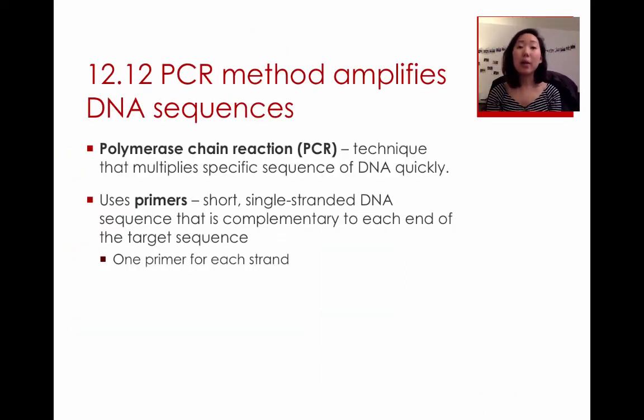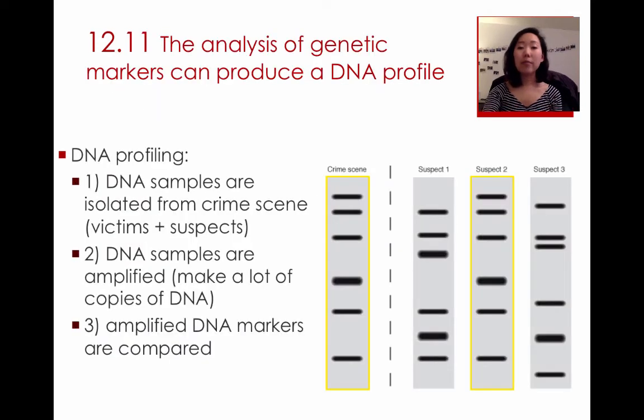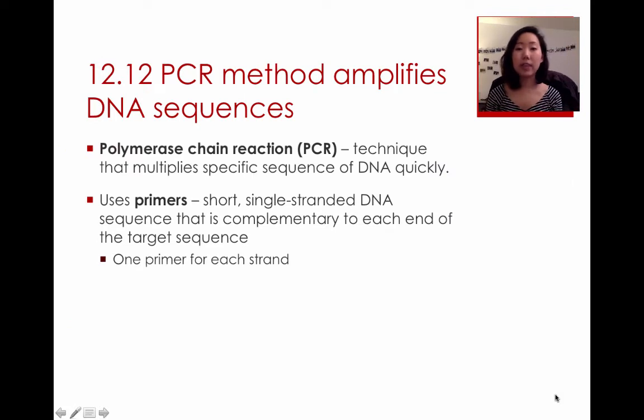Okay, so the question is, how do we amplify DNA? Remember, the reason we want to amplify DNA is that to get these really nice, dark, bold lines, to be able to see it, we have to have a lot of DNA. So how do we get a lot of copies of DNA quickly? We use something called polymerase chain reaction, PCR, which is a technique that makes multiple copies of DNA very quickly.